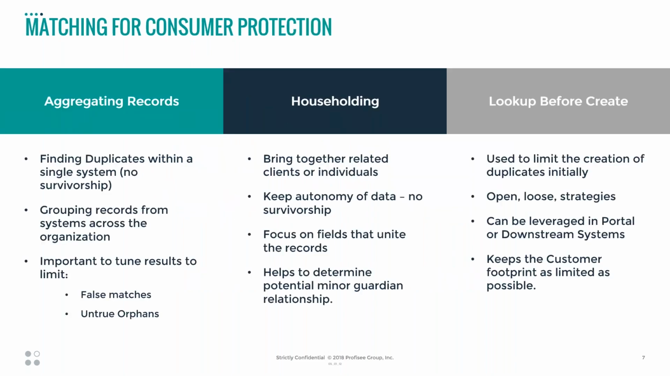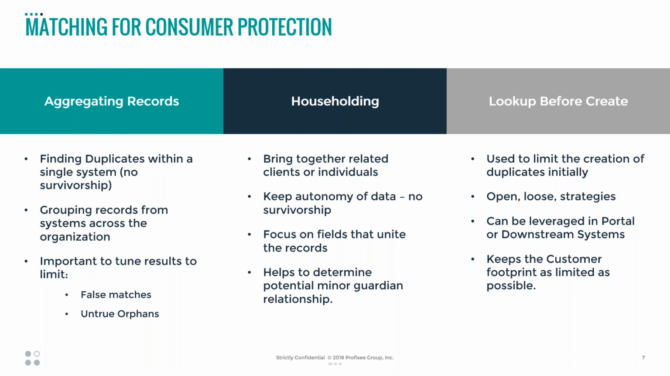Once we have it in there, there's basically 3 types of matching for customer protection. The first one is aggregating records. This is what we're talking about with the grouping of things. So this is going to find duplicates within a single system. We should try to remove those as much as possible. The less we have to manage, the better, and the less likely we're going to lose data for a customer.